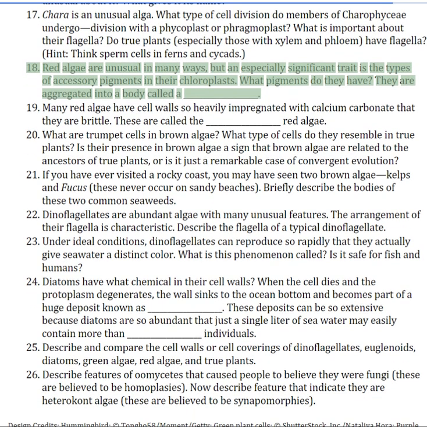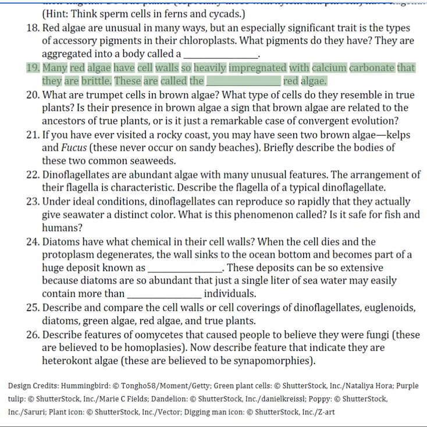18. Red algae are unusual in many ways, but an especially significant trait is the types of accessory pigments in their chloroplasts. What pigments do they have? They are aggregated into a body called a ____. 19. Many red algae have cell walls so heavily impregnated with calcium carbonate that they are brittle. These are called the ____ red algae.